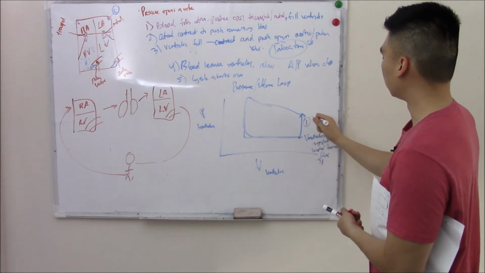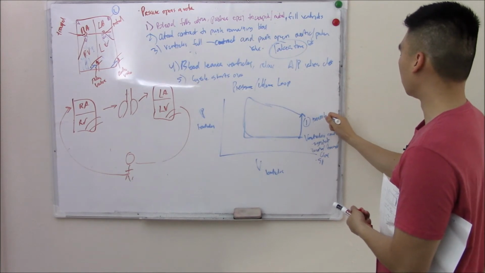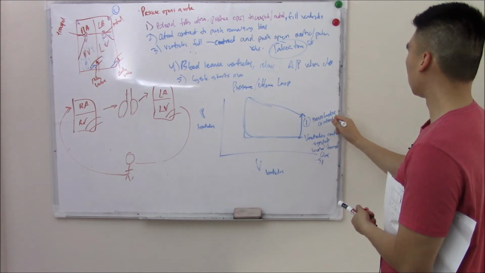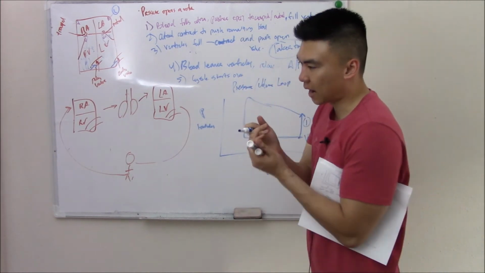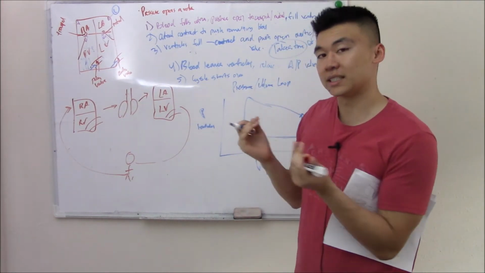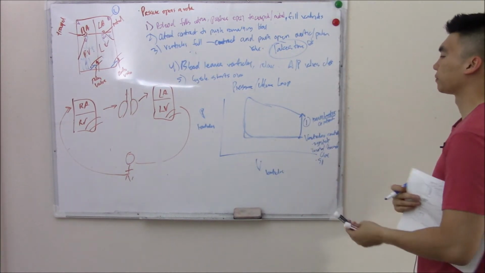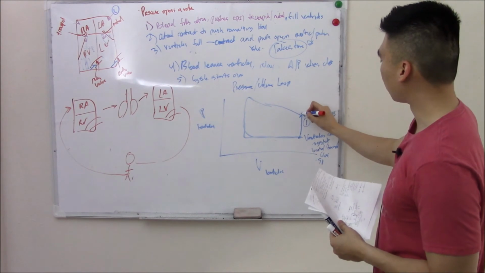So this part we call isovolumetric contraction. You're contracting, you're increasing pressure, but the valves haven't opened yet. You haven't released any blood yet. Volume's the same, contraction. But eventually, you will blow open that valve.